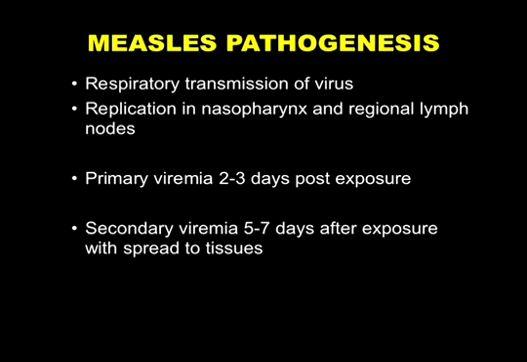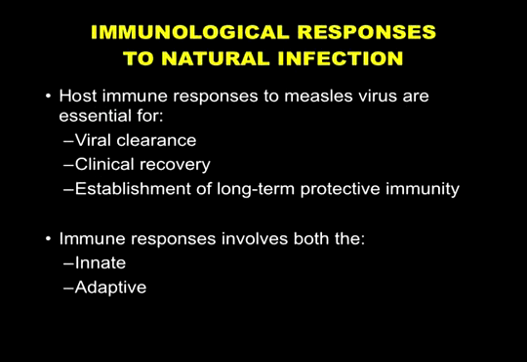This primary viremia carries these viruses to the reticuloendothelial system and the other regional lymph nodes. After that, they replicate again, and from there, there's going to be a secondary viremia. This is what now seeds the other tissues: the liver, the skin, and all the other parts, including the gastrointestinal tract. The primary viremia is usually 2 to 3 days post-exposure, and the secondary about 5 to 7 days.